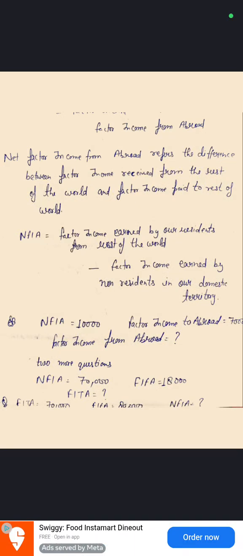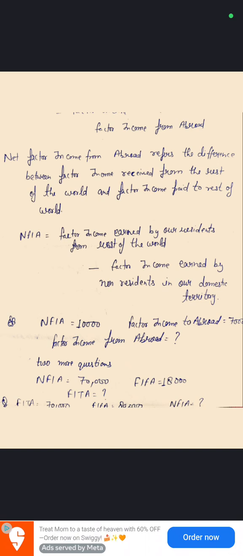In the previous video, we talked about the difference between factor income and transfer income. Basically, factor income belongs to LLCE, which means land, labor, capital, and entrepreneur, where land is paid rent, labor works for wages, and capital earns interest, while the entrepreneur starts the business for profit.